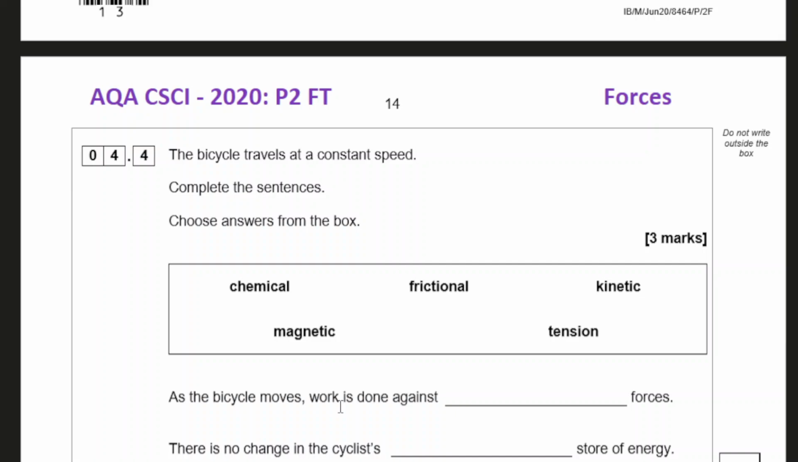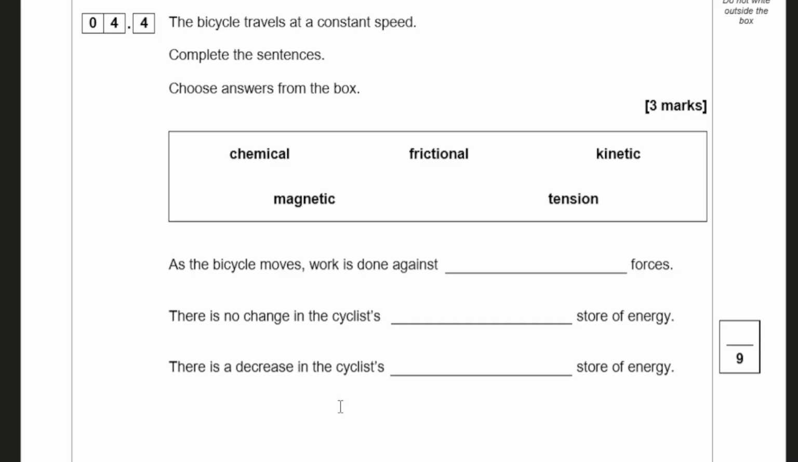The bicycle travels at a constant speed. Complete the sentence. Choose the answers from the box. As the bicycle moves, work is done against what forces? Well, if you're doing work against some forces, it has to be frictional forces.